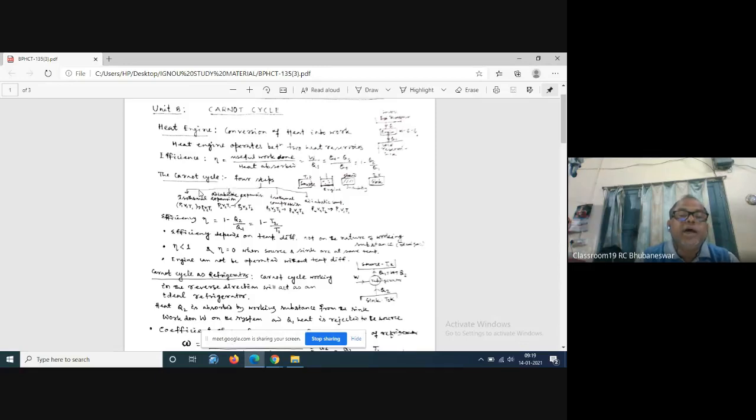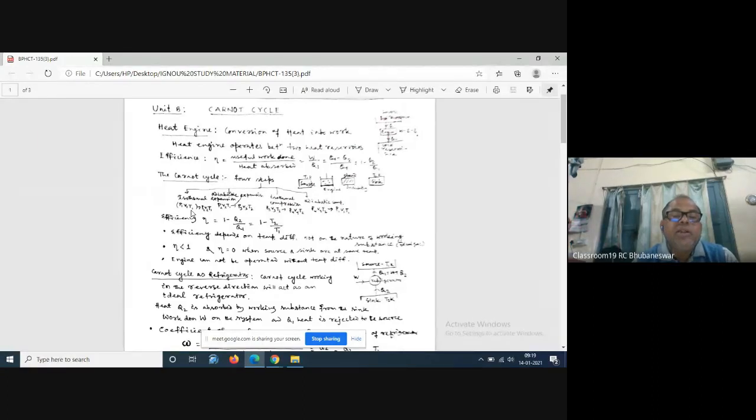These 4 steps are, you see, isothermal expansion, adiabatic expansion of the working substance contained in the engine, then isothermal compression and adiabatic compression. Now suppose the ideal gas contained in the barrel is at pressure P1, volume V1, temperature T1.